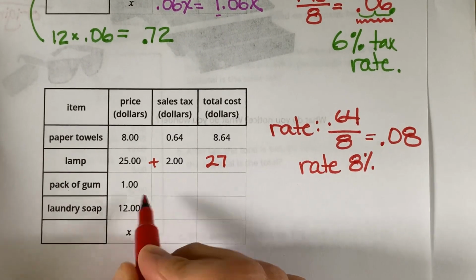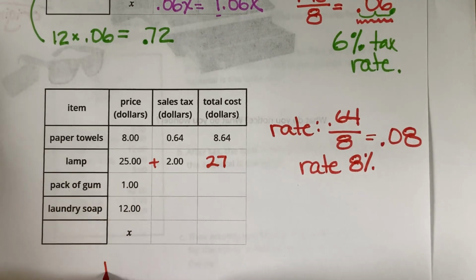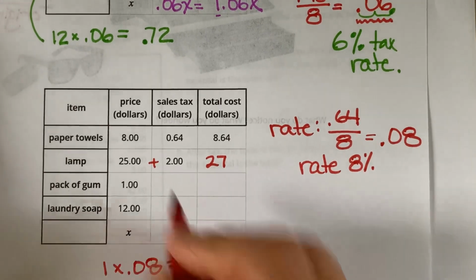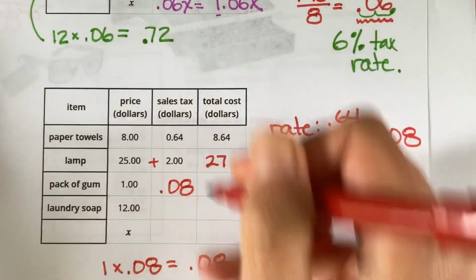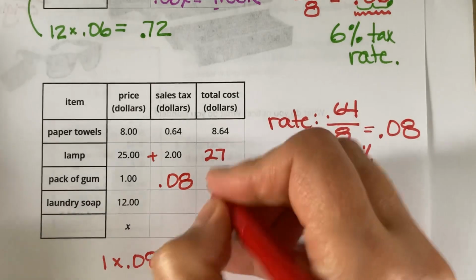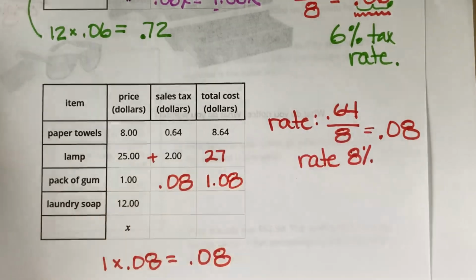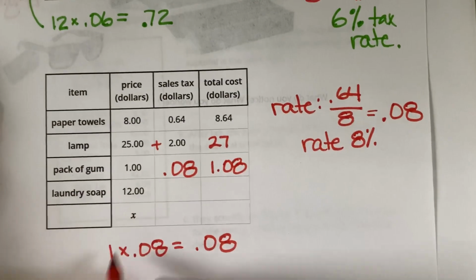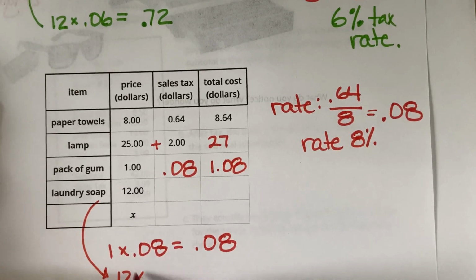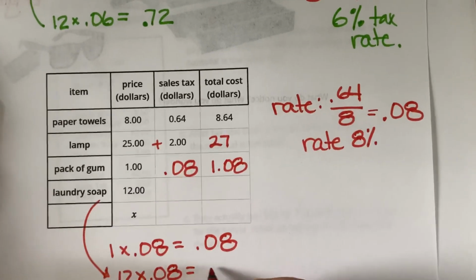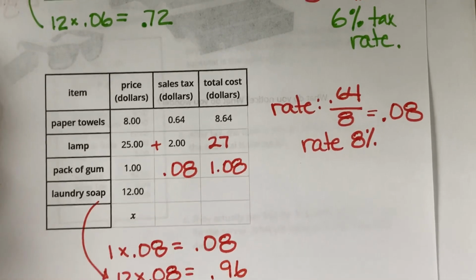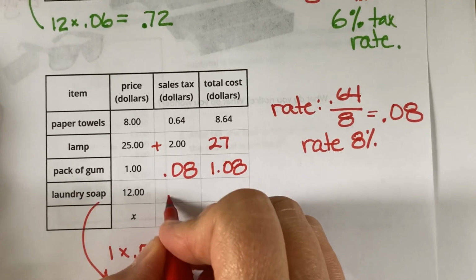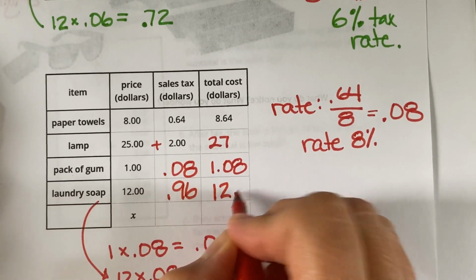$1 plus 8% of $1, okay, which would be 1 times 0.08. That gives me 0.08. So my sales tax would be 8 cents. The total would be 1.08. If I do 12 times 0.08, go down here, I'm going to get 0.96, because 12 times 8 is 96, and I had 2 decimals in my problem, so I get 0.96. So this is $12.96.